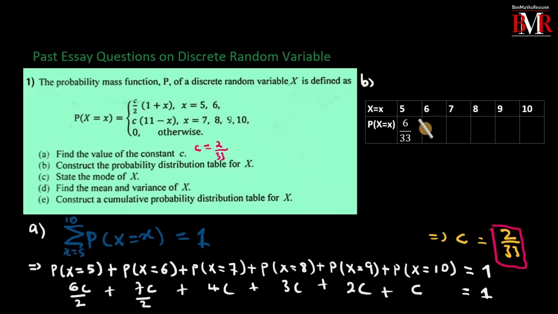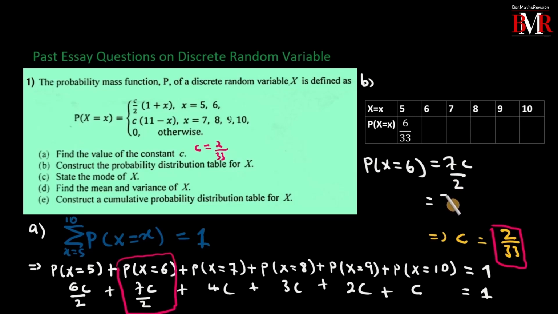Now for x equals 6, the probability as from the A part of the question is 7c over 2. That means the probability of x equals 6 is equal to 7c over 2. Now in the place of c, I'll put 2 on 33. That is 7 over 2 times 2 on 33. The 2 cancels out here, and I'll be left with 7 all over 33. That means when x equals 6, the probability is 7 over 33.